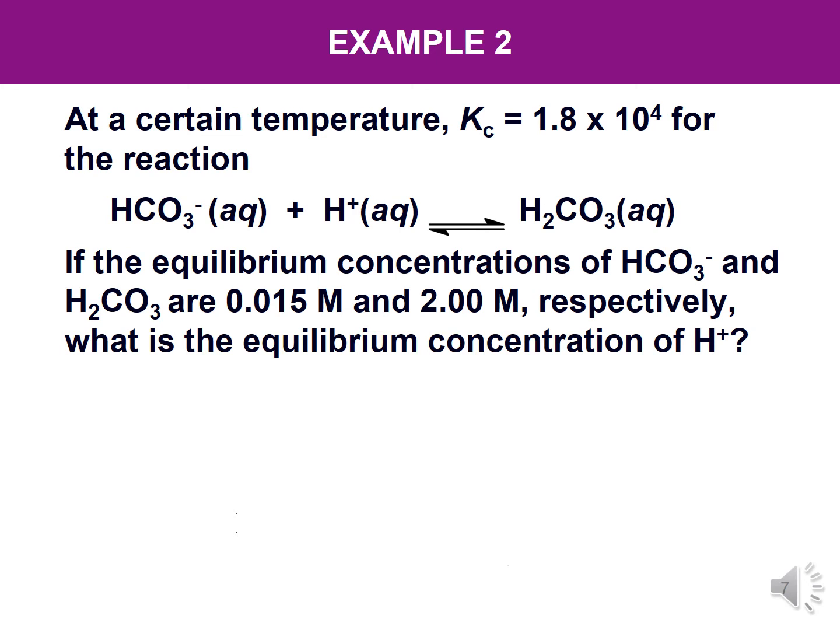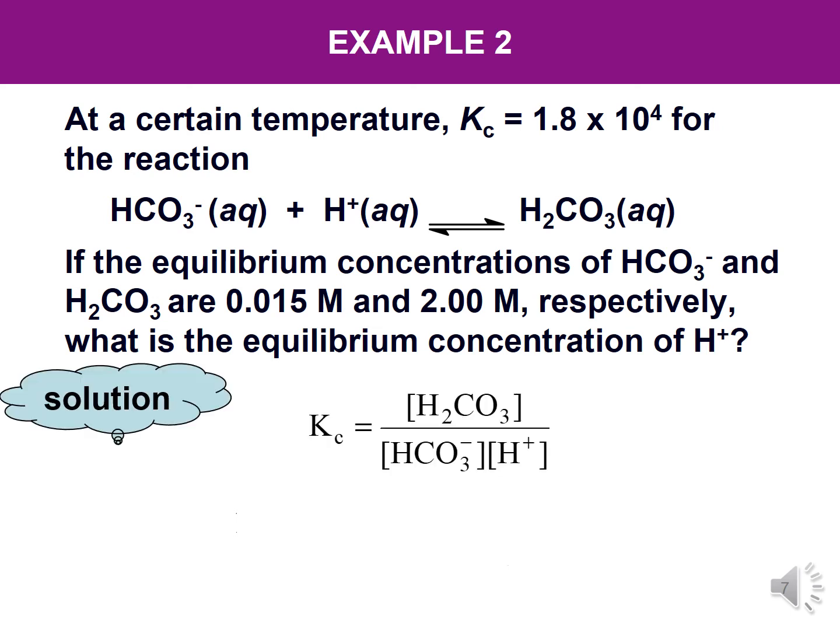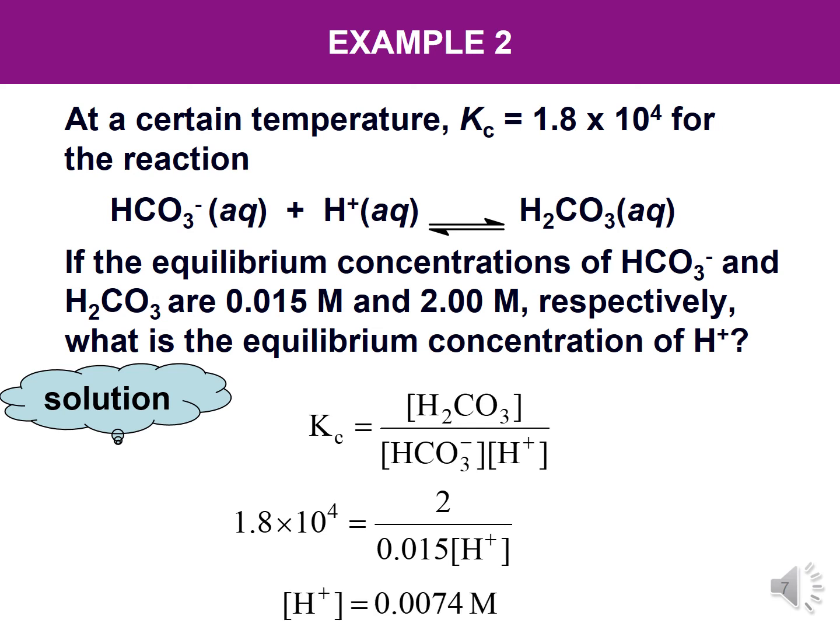This example is different from the first example, where the Kc value is given in the question, but you need to determine the equilibrium concentration of one of the species involved in the reaction. To solve this question, first we need to write the Kc expression. Then we insert the values of concentration of bicarbonate ion, concentration of carbonic acid, and Kc. Then solve the calculation to get the concentration of hydrogen ion. So the final answer is 0.0074 molar.